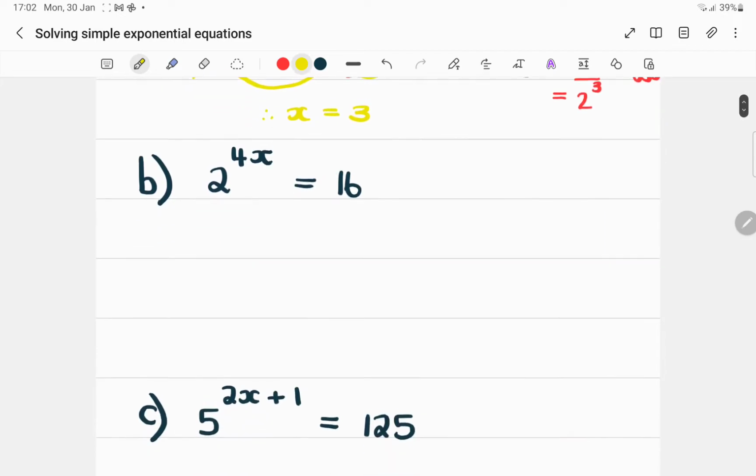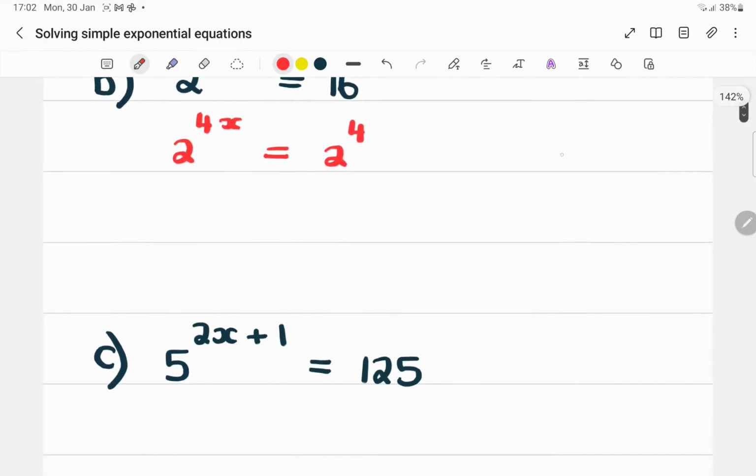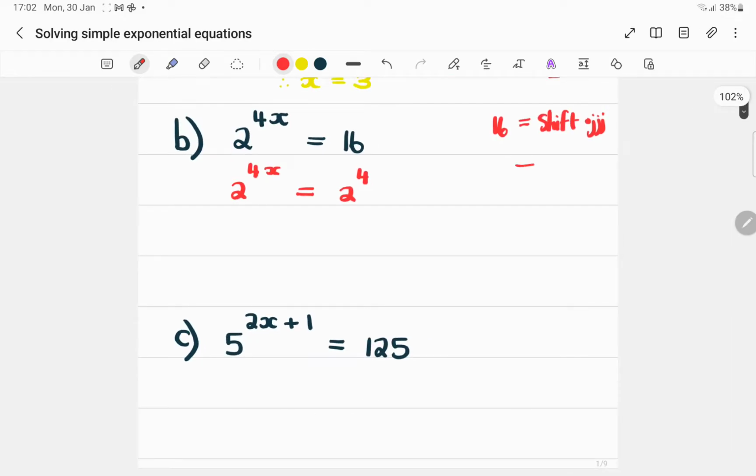Okay, so let's have a look at this one. Step 1, we want to make each side a product of its primes. So 2 to the power 4x is equal to 2 to the power of 4. If you didn't know, you press 16, equals, shift and then the dot, comma, comma, comma button, and then it will give you that 16 is 2 to the power 4. 2 times 2 is 4, times 2 is 8, times 2 is 16.